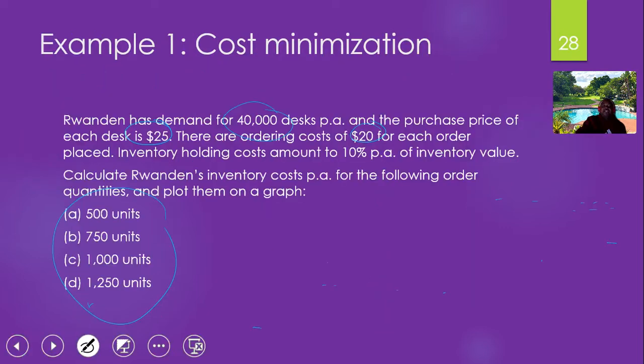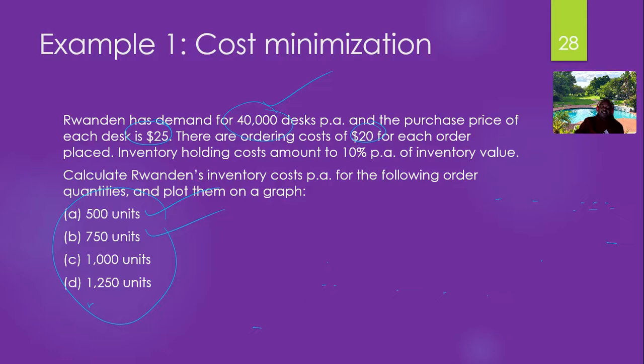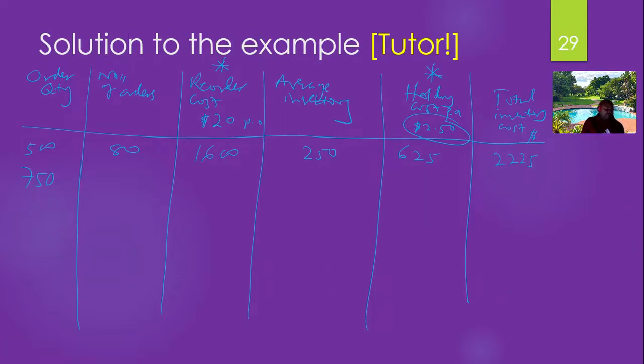Then we go to the next. We did this one, so let us go to 750. Now, suppose we are ordering an order size of 750 units per order, then the number of orders would be the demand, which was 40,000, divided by 750. We get 53.33 orders, and each order is at $20 per order.